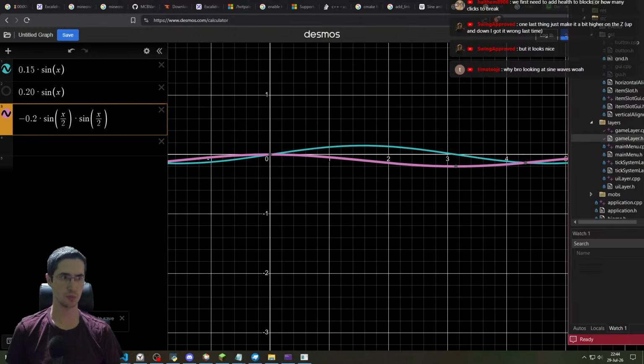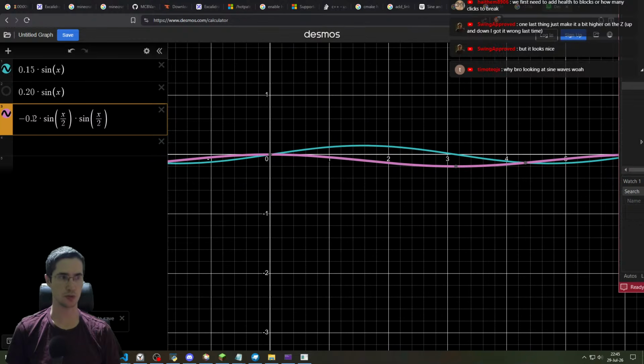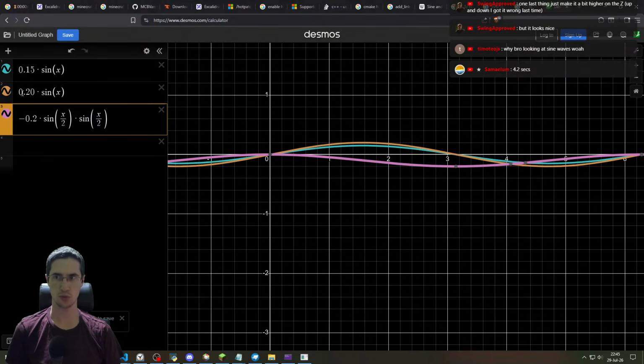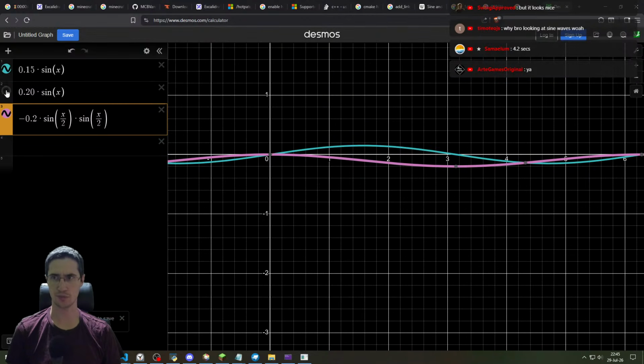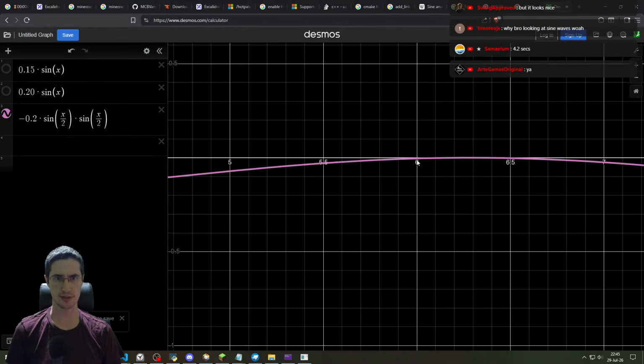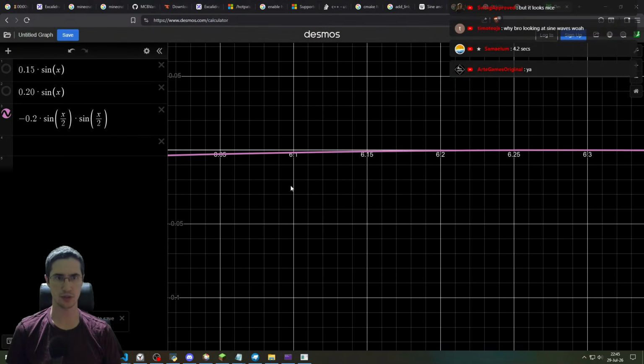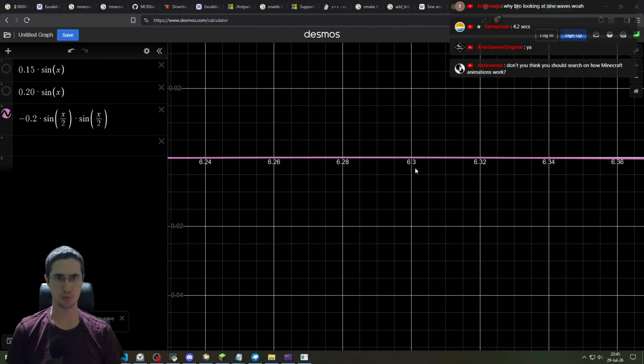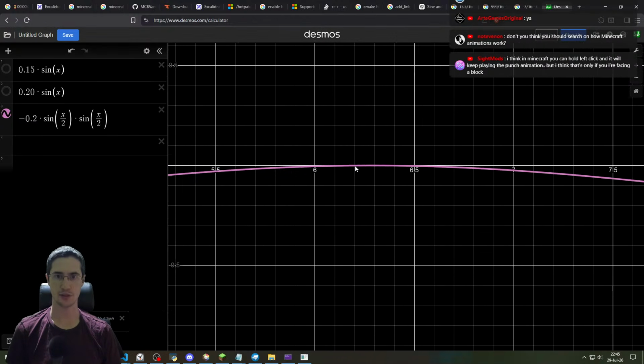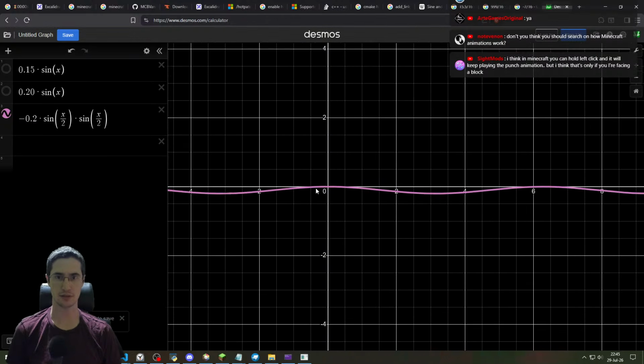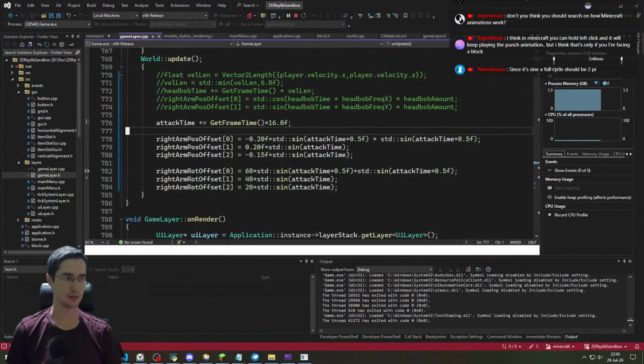Minus 0.2, minus 0.2, 0.2, okay. So a full cycle should be the one that's the longest. It's this one. What's a full cycle? When it goes back to 0, which is around 6. No, it's around 6.3. So after 6.3 seconds, maybe, it's a full cycle.